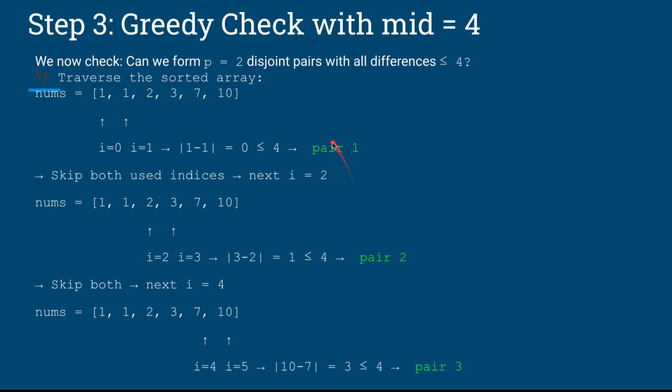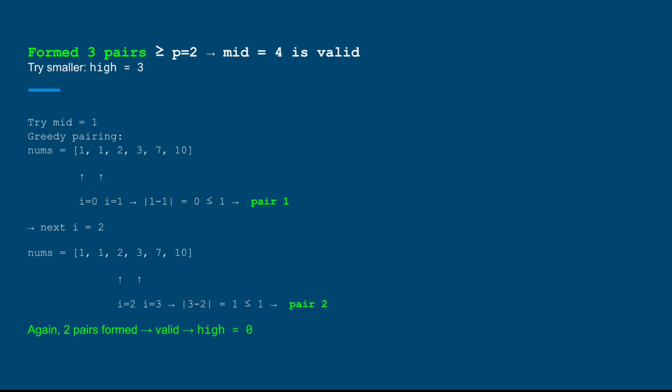So now you can see when we have the mid as 4, right? When we found the mid is 4, we get these 3 pairs. Similarly, we found 3 pairs, right? Which is greater than or equal to p, right? And mid equal to 4 is valid.